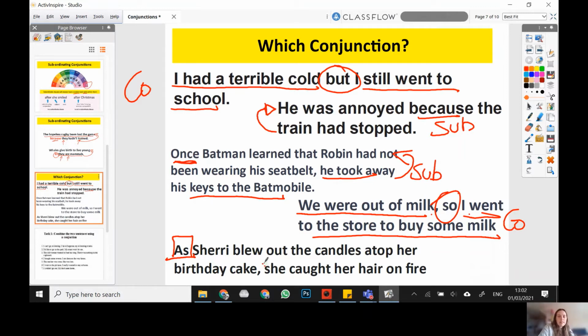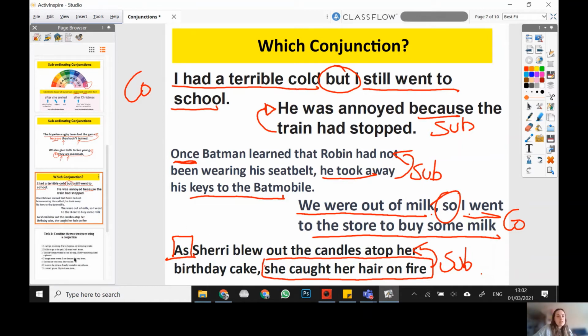Right, this sentence would not make sense by itself. It needs the other bit of information to make sense. So it depends on that first main clause. So it is a subordinating. Well done if you got those all correct.